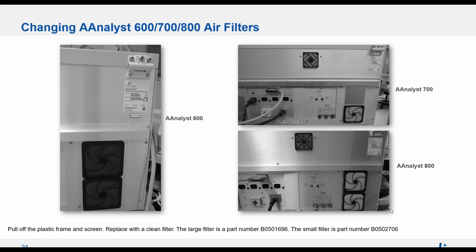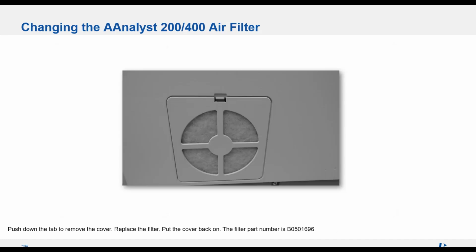So filters. Here I have the locations for the 600, 700, and 800 filters. They're on the back of the instrument. And basically, if they look dirty, they are dirty. So I'm a big believer in making sure that your filters are kept clean. You basically just pull off the plastic frame and the screen, and then you replace it with a clean filter. If you have the white filter, sometimes people will wash them, but you have to make sure they're absolutely dry before you put it back on again. But it's a good idea to have lots of spare filters.